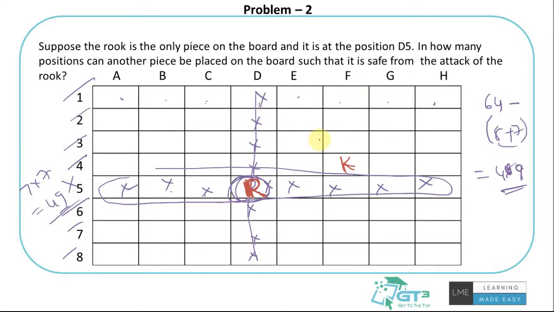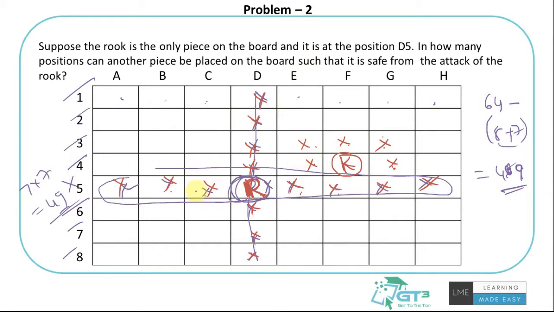So the opponent king cannot be here, because this is our king. So the opponent king cannot be sitting here, otherwise he will get killed. The opponent king cannot be here as well, because the rook will kill him. So he can use everything else, right? So our king is blocking 1, 2, 3, 4, 5 more slots for the opponent.